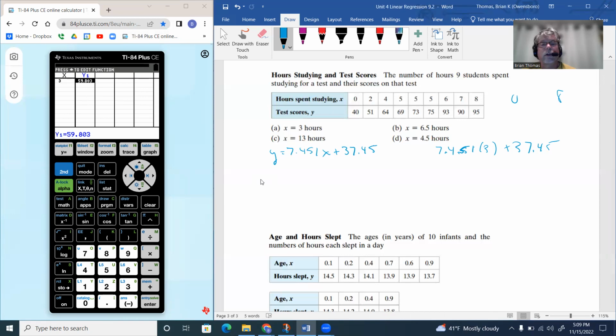So in A, when X is equal to 3 hours, our test score was about 60, if we round to the nearest value. And if we look up here, 4 hours gave me 64. So 3 hours being under 64, but close to 64, sounds reasonable.